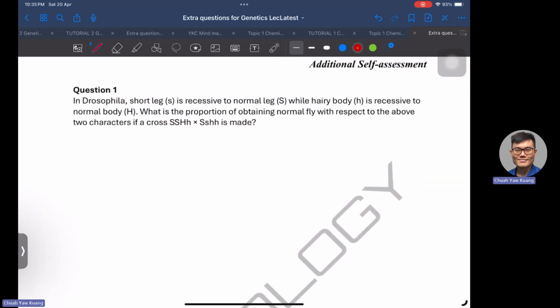Okay, so this question one actually shows us two genes in the Drosophila. The first gene is the gene that controls the leg, the S gene. And the second gene is the gene that controls the body, which is the H gene. All right, so the question does not further show us the relationship between the genes. So that's why we can consider them as the normal Mendel's model.